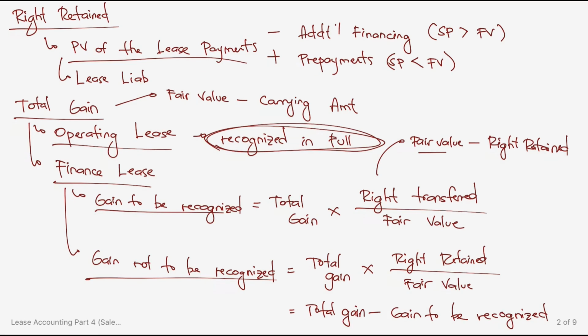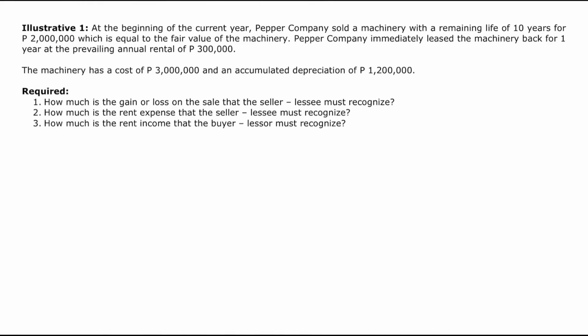Okay? So, to apply all these concepts to the problems, let's now move on to illustrative problem number 1. At the beginning of the current year, Pepper Company sold a machinery with a remaining life of 10 years for 2 million, which is equal to the fair value of the machinery. Pepper Company immediately leased the machinery back for 1 year at the prevailing annual rental of 300,000. The machinery has a cost of 3 million and an accumulated depreciation of 1.2 million. Therefore, the carrying amount is 3 million minus 1.2 million, or 1.8 million pesos.